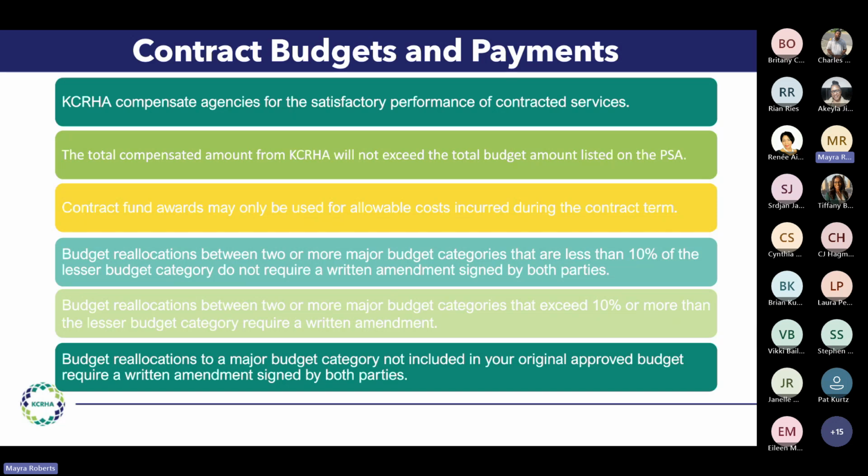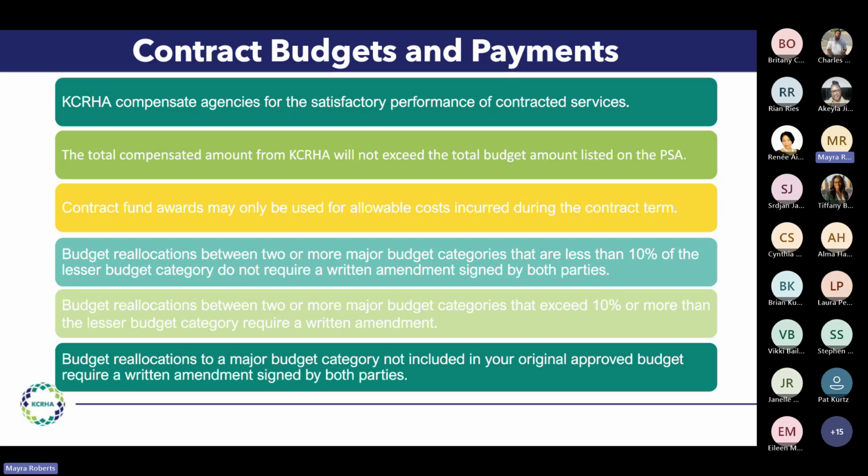KCRHA compensates agencies for the satisfactory performance of contracted services. The total compensated amount from KCRHA will not exceed the total budget amount listed on the PSA. Contract fund awards may only be used for allowable costs incurred during the contract term. So any expenses that are made before or after the contract term are not reimbursable. Budget reallocations between two or more major budget categories that are less than 10% of the lesser budget category do not require a written amendment signed by both parties.